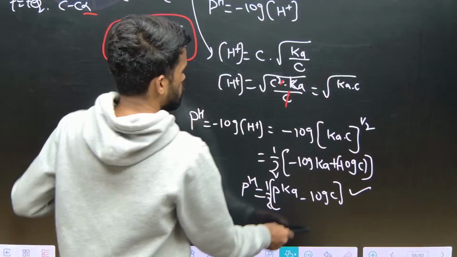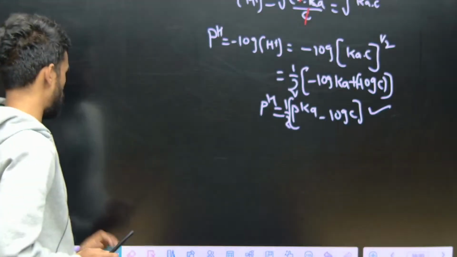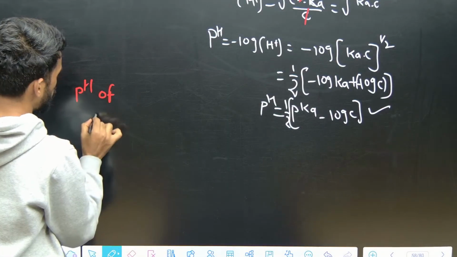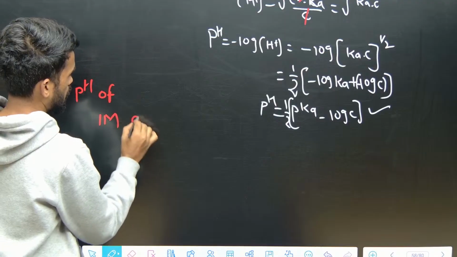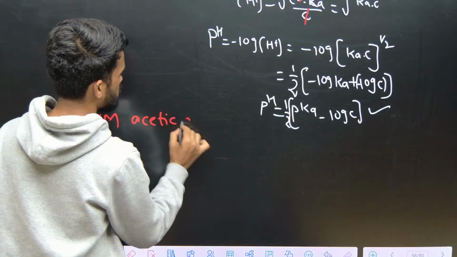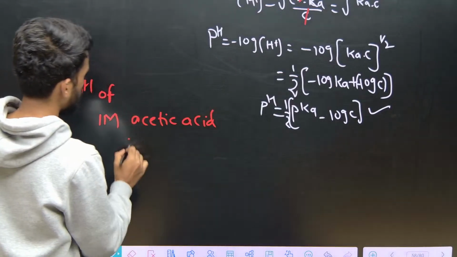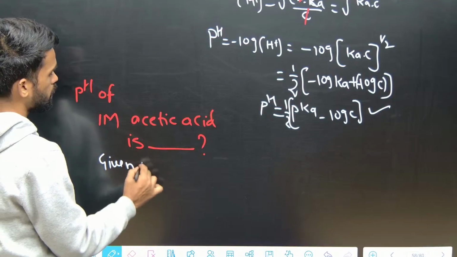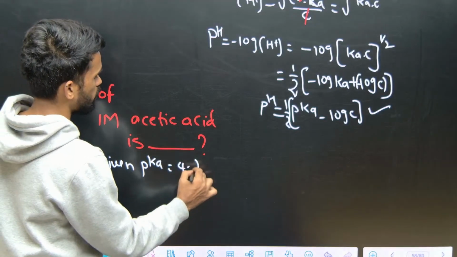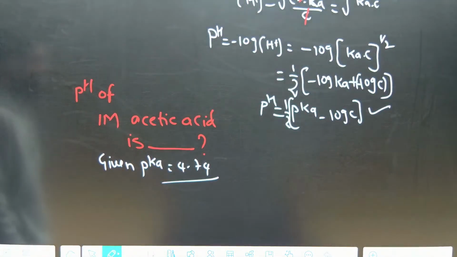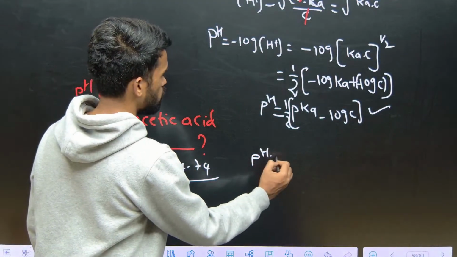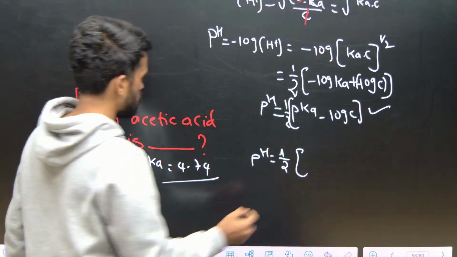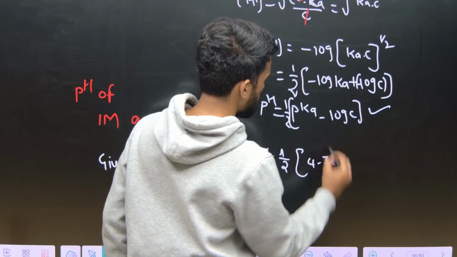Okay, so sir, what is the use of doing all these things? See, they will simply mention, what is the pH of 1 molar acetic acid, given pKa equals 4.74, like this they will mention. So what to do in that case? pH is equal to half into pKa. How much is pKa mentioned? pKa is 4.74, minus log C.